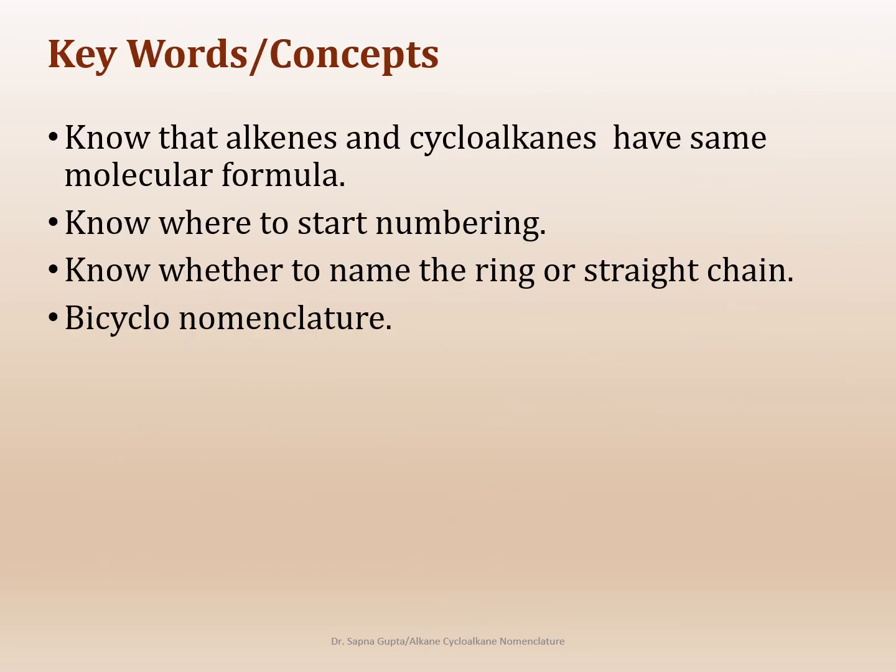So what you should know from this little presentation is, of course, that cycloalkenes and cycloalkanes are going to have the same kind of molecular formula. This will help you a little bit with constitutional isomers. Know where to start numbering, which is alphabetical. Know whether you should name the ring or the straight chain, and try to follow the rules as much as you can. But of course, if you can't, then there should be a good reason for why you're not following the rules. And then of course you should know the nomenclature for bicyclic compounds.